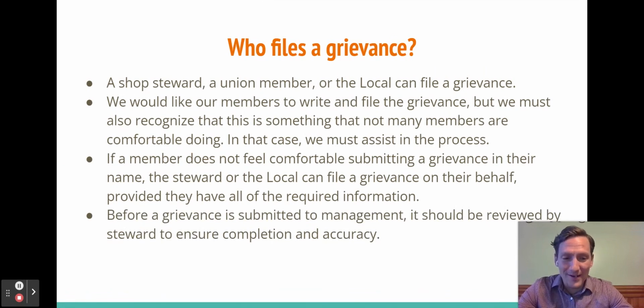Now, this is really important. I've seen a lot of issues with some grievances that get submitted being just off the rails, right? So before a grievance is submitted to management, it should be reviewed by the steward to ensure completion and accuracy. Hopefully you have a relationship with the members at your work site so that they come to you and tell you if they want to file a grievance, and hopefully they feel comfortable enough to let you review that grievance before it gets filed. There are a lot of important reasons for this that we're going to get into, but you should always be able to review grievances to make sure that your member is asking for the correct things.